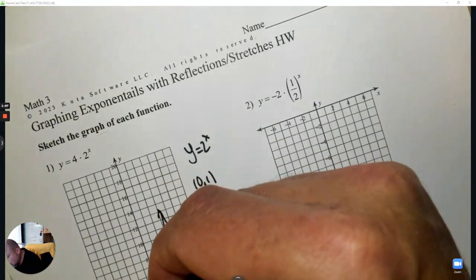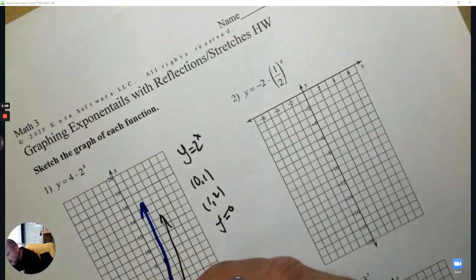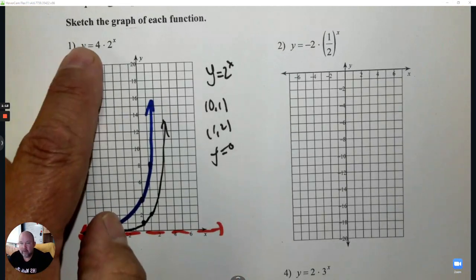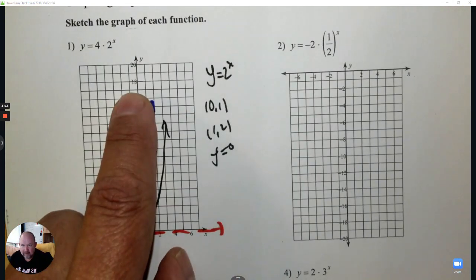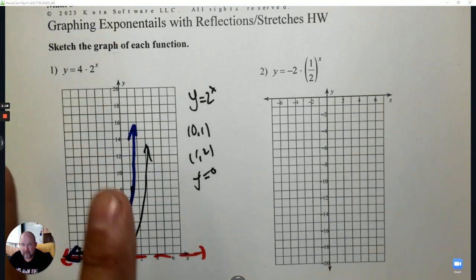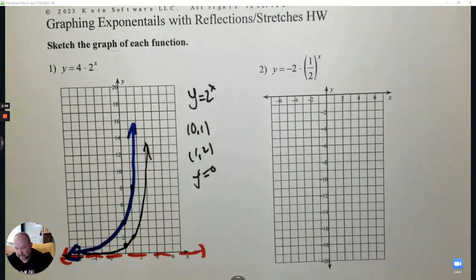So using the blue points, we're going to curve. And the graph is the blue curve only. And I won't even make you do the domain, range, and end behavior, just to graph it. All right, let's look at number 2.